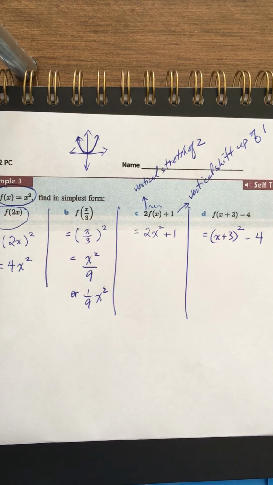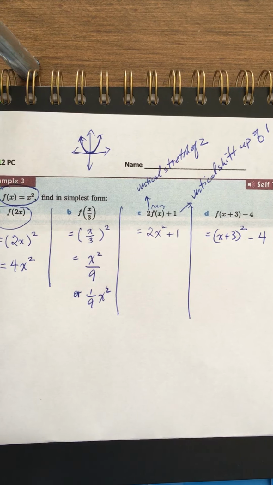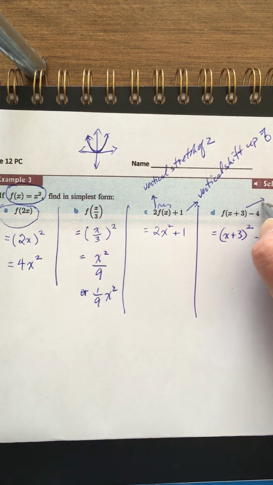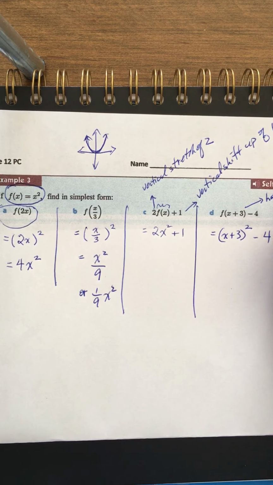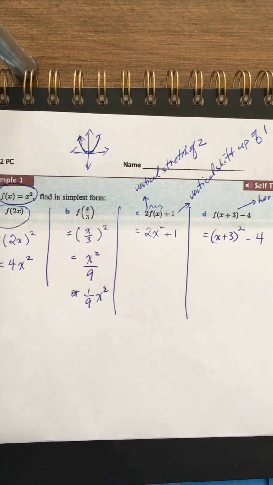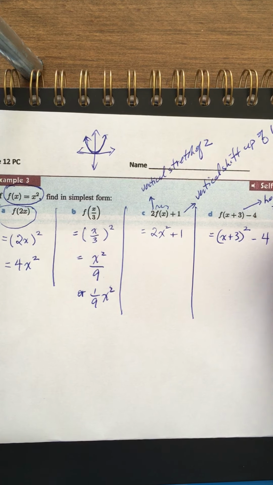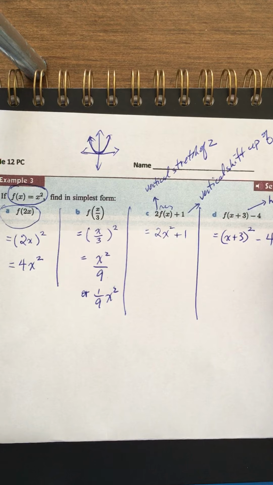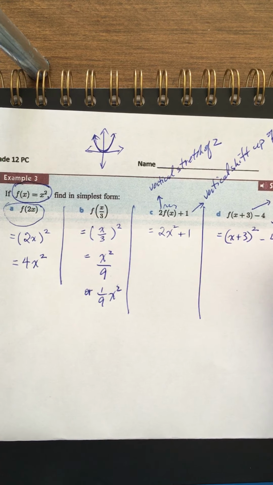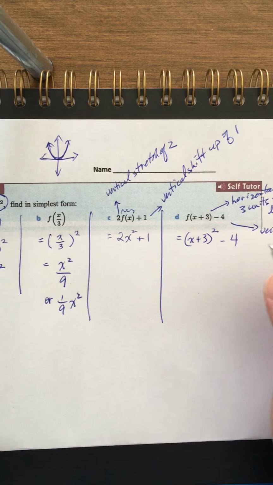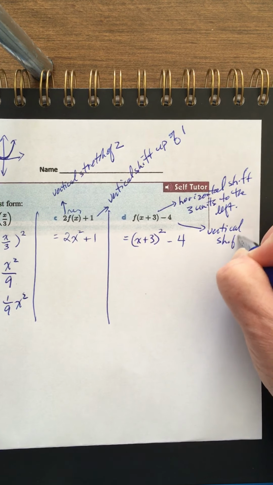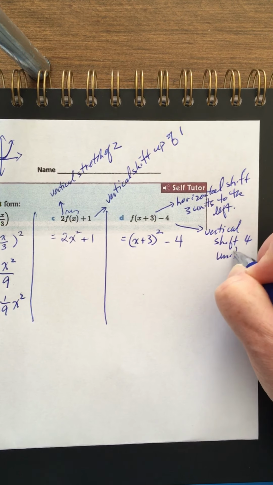Now we could leave this like this, because now we can see this is a horizontal shift. And from quadratics, we know that's 3 units to the left. And then this is a vertical shift. Oops, can't quite see what I'm writing here. Vertical shift, 4 units down.